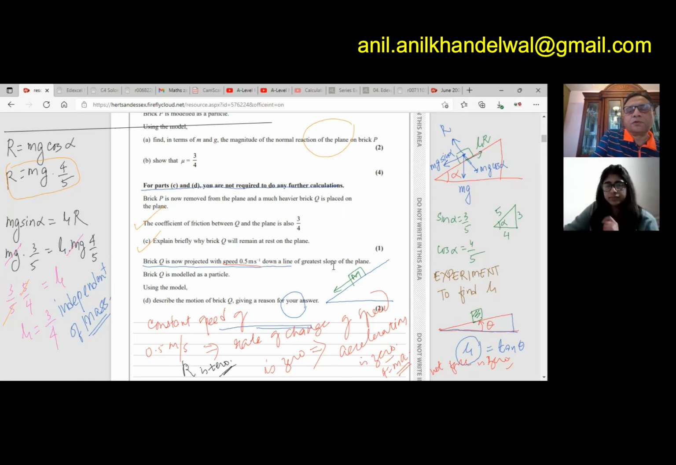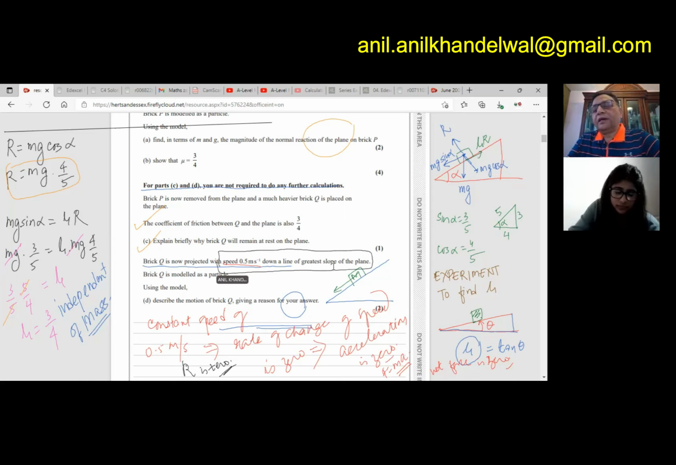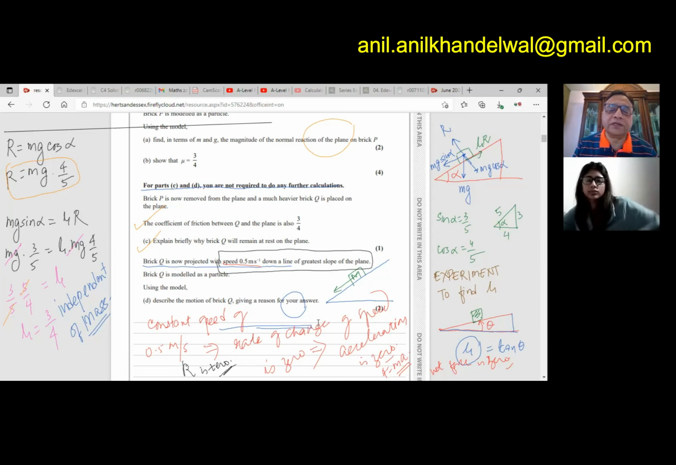So basically it will move down if mg sine alpha is more than mu R cos alpha, right? It's going to move down. But since they say projected with this speed, we'll assume that this is a constant speed all throughout. Rate of change of speed, which is rate of change of velocity, because we know the direction in which it is going. If you know the direction, speed is the same as velocity in this case. The direction is along the line of greatest slope.